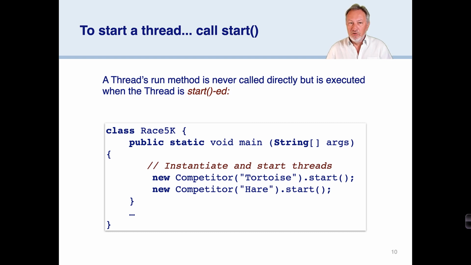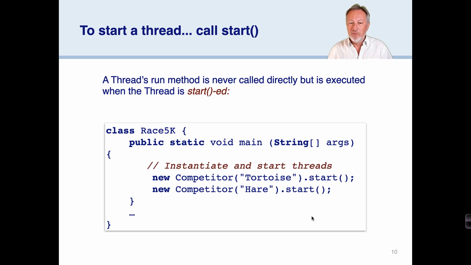So, to start a thread, you don't call the run method, you call start. A thread's run method should never be called directly. That's a typical error that is easy to make when you start programming with Java concurrency. Instead, you call the start method. So here, for example, if you recall, our competitors are running races.